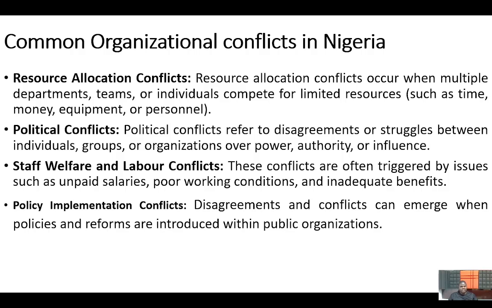Political conflicts. Political conflict refers to disagreement or struggle between individuals, groups, or organizations over power, authority, or influence. Power, authority, and influence are key issues that cause political conflict, especially when the struggle for power becomes a very serious issue. You see people, individuals, even families begin to have problems with each other.